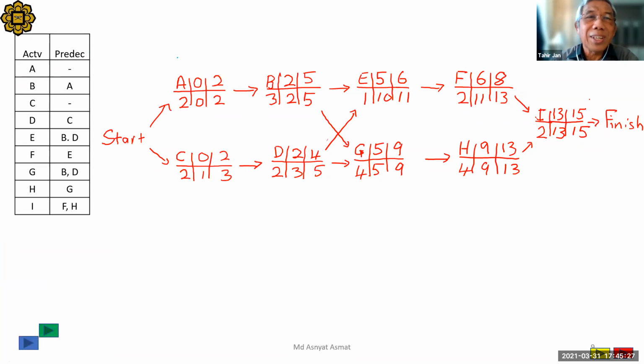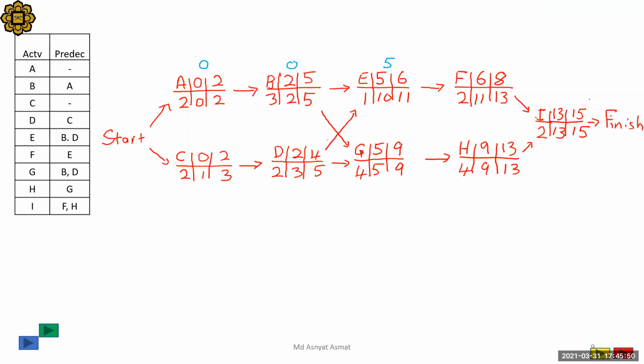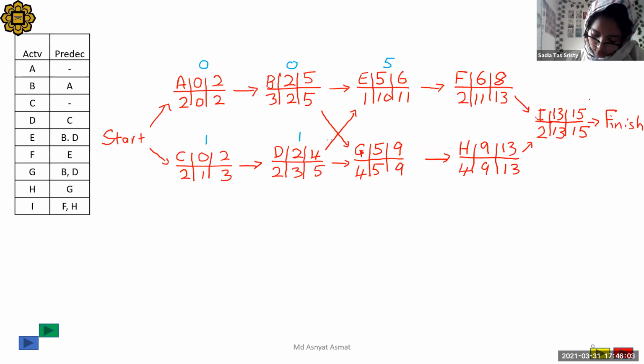Now let's find the slack. A is 0. B is 0. E is 5. Sorry. Okay, E is 5. Now which one? C is 1. D is 1.